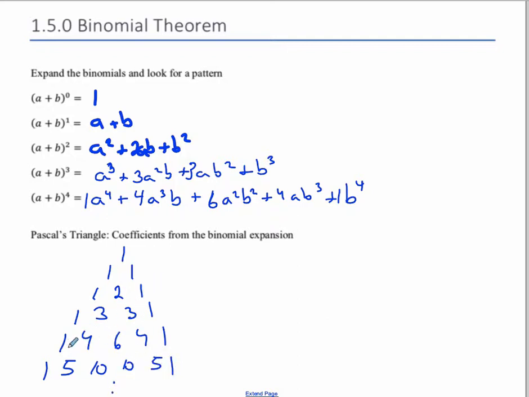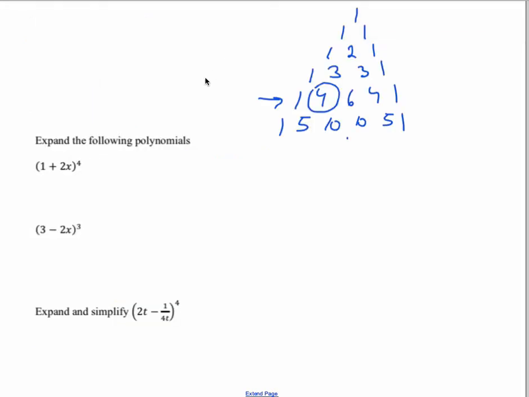Okay, so notice that these numbers here match our coefficients in each expression, right? It might look like the 5th row, but we call this the 4th row because there's a 4 right here. This is the 3rd row, and this is the 2nd row. So if you want to do (a + b) to the power of 3, you use the 3rd row. (a + b) to the power of 5, you use the 5th row. Okay, so let's look at some examples now.